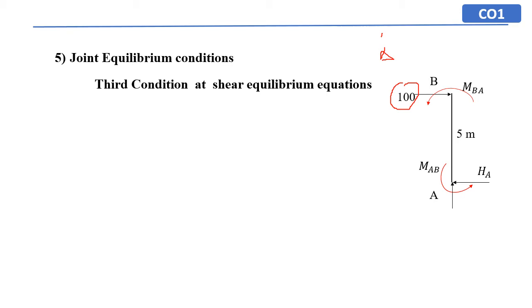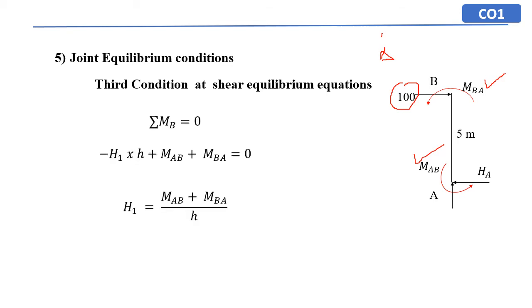HA will be the reaction at A, then 100 kilonewton load is acting over there. MAB is the moment acting at A, MBA is the moment acting at B. So these are the moments. So considering this, we can consider a joint equilibrium equation like moment at B is equal to 0: minus H1 into H plus MAB plus MBA is equal to 0.